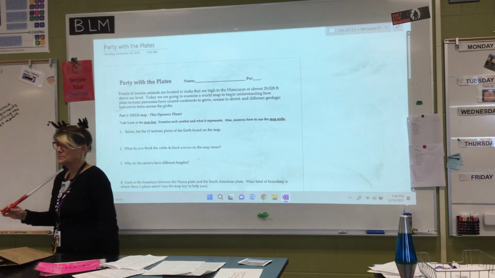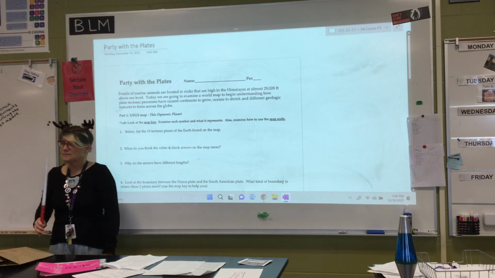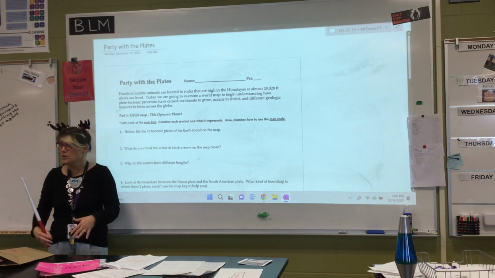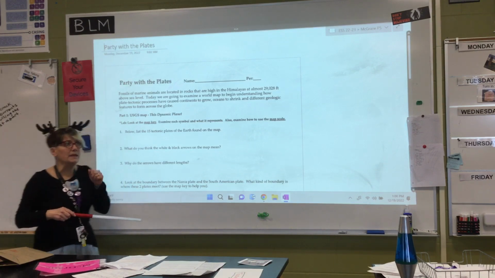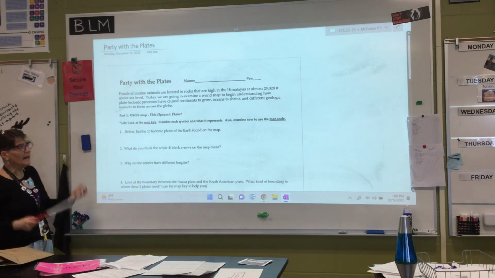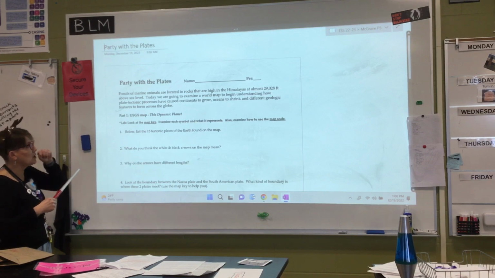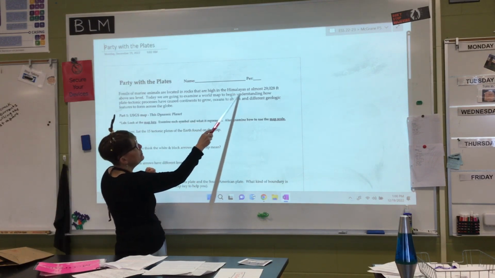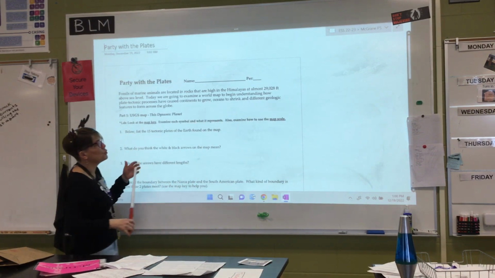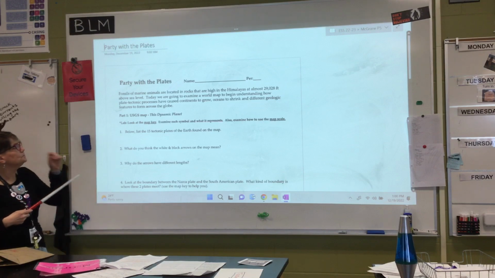Yeah. It used to be water. Yeah, it used to be at the bottom of the ocean. And so that land was at the bottom of the ocean, and through plate tectonics, that has been uplifted. And we're going to talk about that more. Fossils of marine animals are located in the rocks that are high in the Himalayan mountains, and these rocks are about 29,000 feet above sea level.